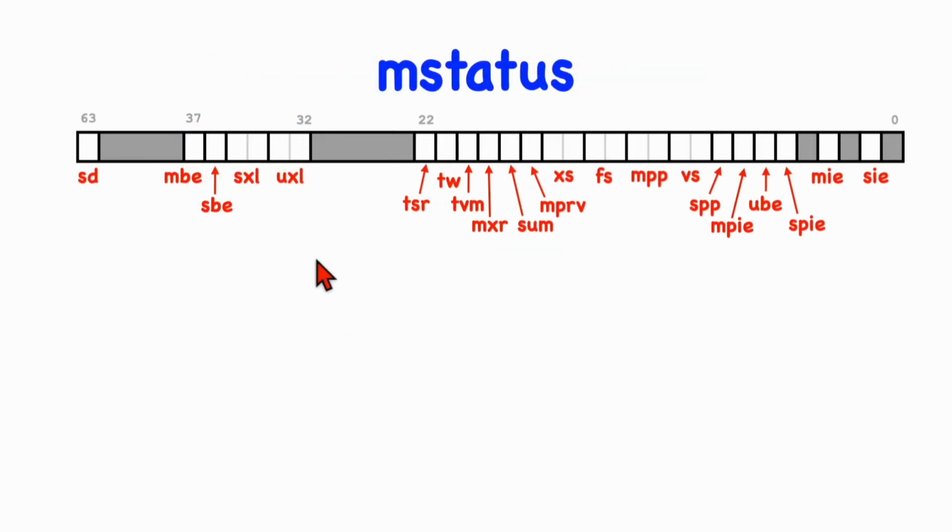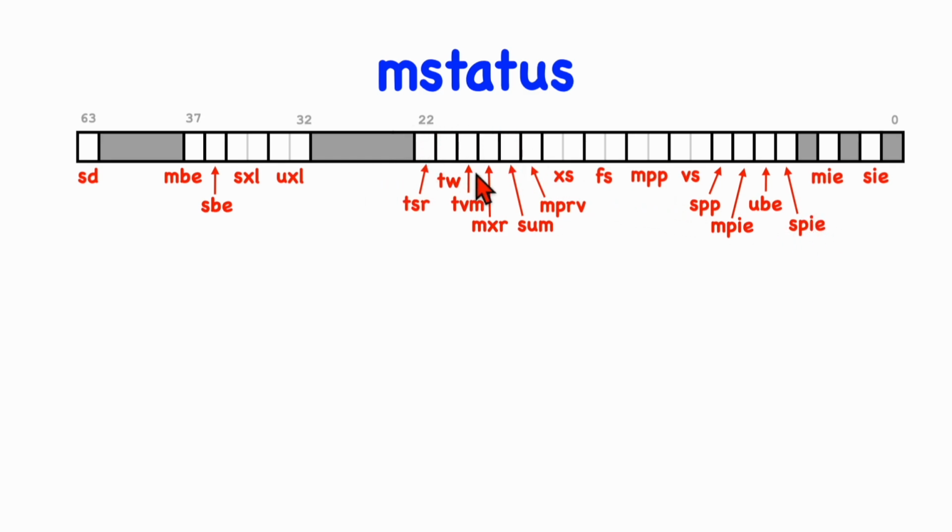Here is the layout of the status register. Now look at all these acronyms. It might be easy to get overwhelmed and intimidated by all of this stuff, but just relax. What I'm going to do is go through each one of these fields one by one and explain what it does and why it has this funny acronym for a name. And it'll all make sense when we go through it bit by bit, so to speak.